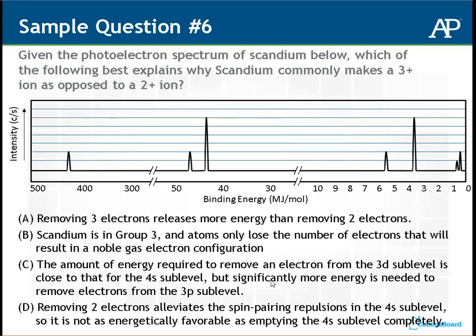C is the amount of energy required to remove an electron from the 3d sublevel is close to that for the 4s sublevel, but significantly more energy is needed to completely remove the 3p. So if we look at that, that makes a lot of sense. The energy level requirement is very similar for the 2 of these. Okay. D is removing 2 electrons alleviates the spin pairing in the 4s sublevel. Removing 2 electrons would give us a 2+ ion, not a 3+ ion. So the answer should be C here.